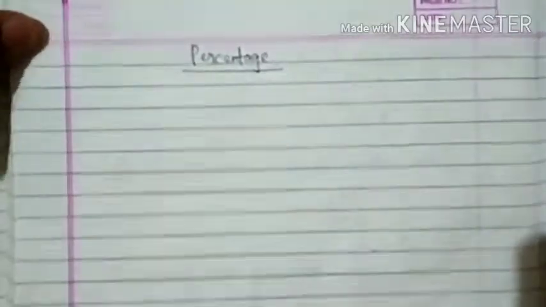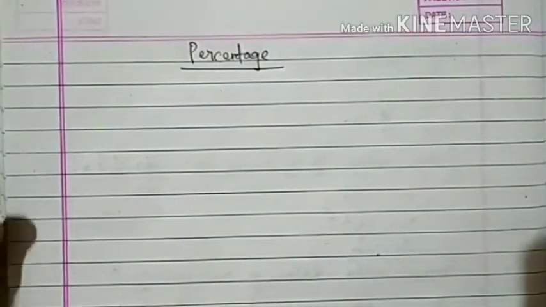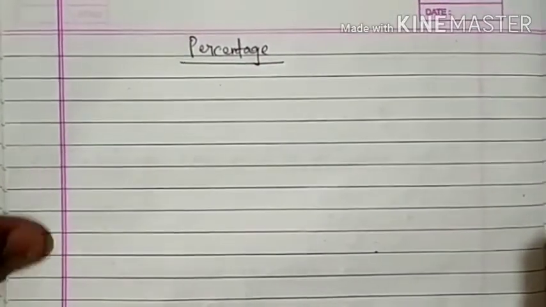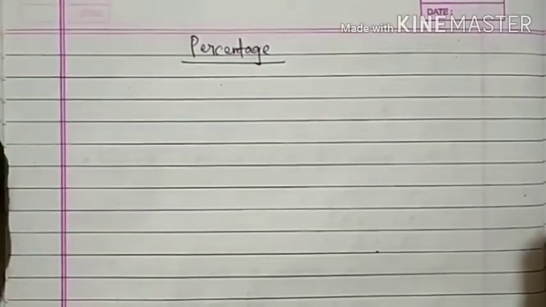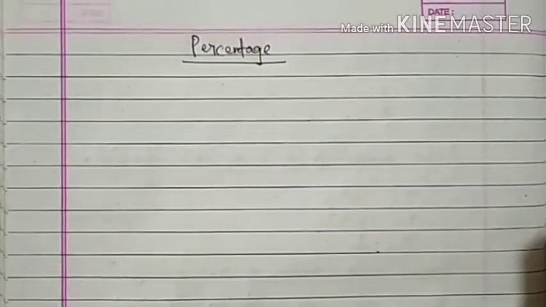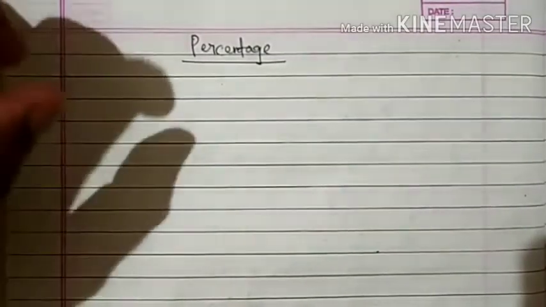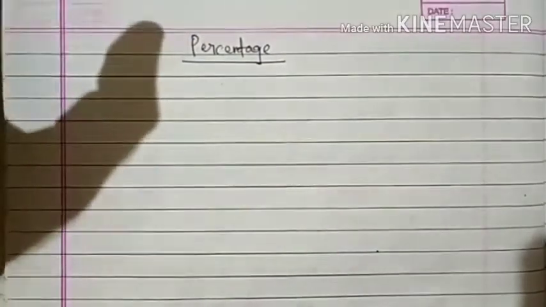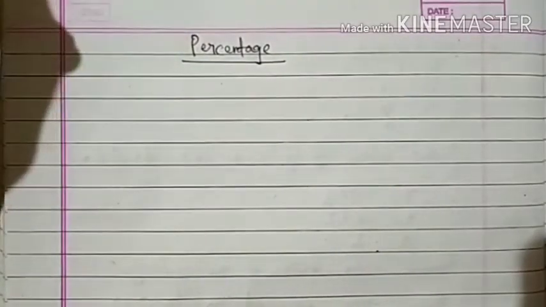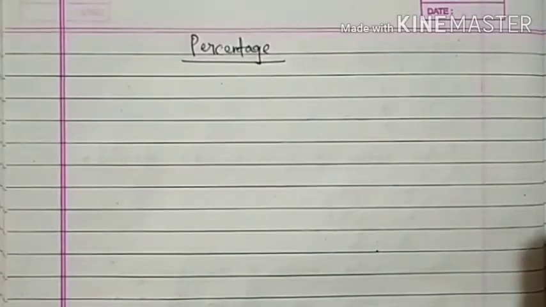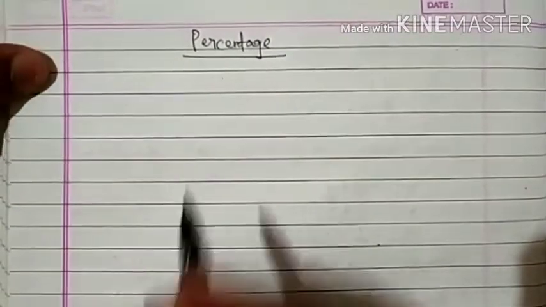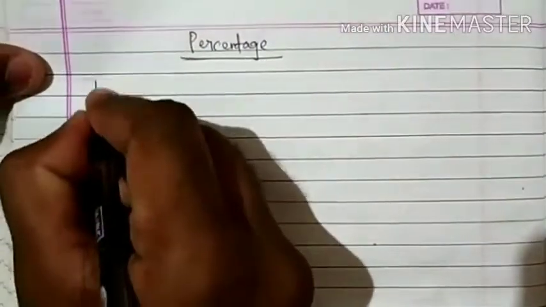Percentage. It is an important topic from the unit comparing quantities. In comparing quantities we had studied ratio and proportion, unitary method. Now we will study percentage, and moreover we will study profit and loss. Today we are going to start percentage, a very simple chapter, not very subjective. All the questions will be very easy, you all can solve it. So let's start. Percentage is derived from the word percent.